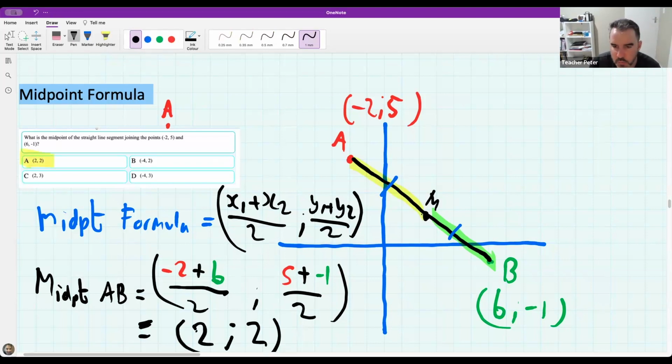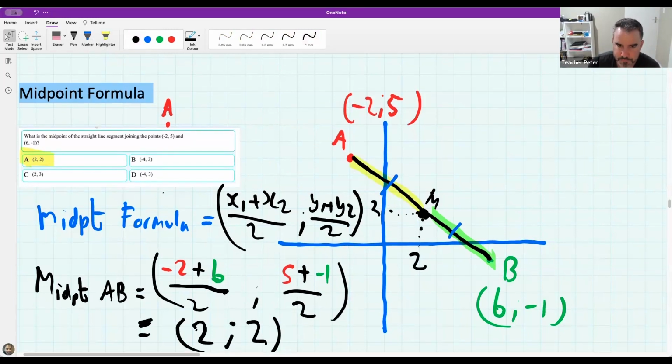And visually, we can see this point actually is, I didn't do a bad scale drawing. You can kind of see that it's in line with 2 and 2. And that's it. It's as simple as that. What a wonderfully simple formula to find the midpoint.